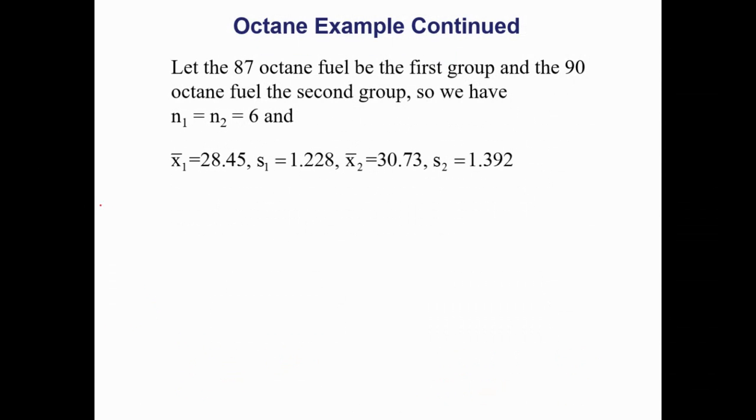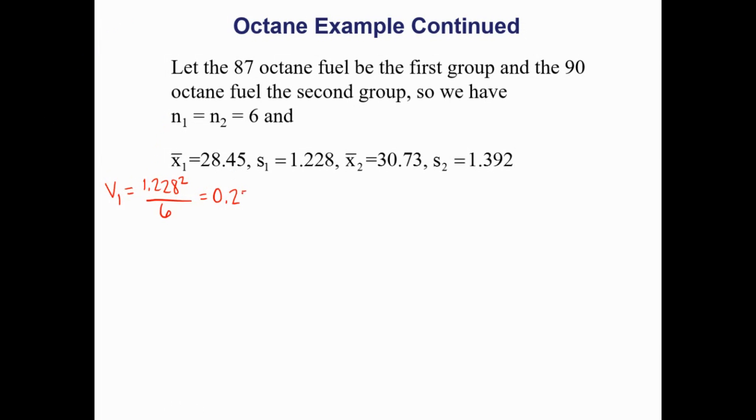Okay, we need to get the critical value. So how many degrees of freedom? Oh wait, we gotta calculate it. Duh. I'm thinking ahead to 11.2. That's when it gets easy for degrees of freedom. Okay, so we gotta do all the lovely V's here. So V1, 1.228 squared over 6.